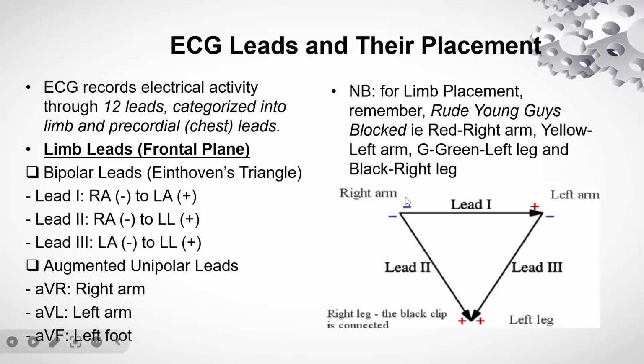If you look, lead one connects between the right arm and the left arm. Lead two is from the right arm to the left leg, while lead three is from the left arm to the left leg. So these are the bipolar leads. Then we have the augmented unipolar leads.